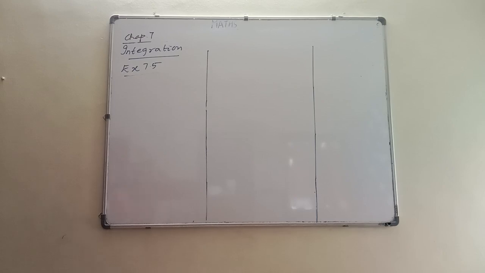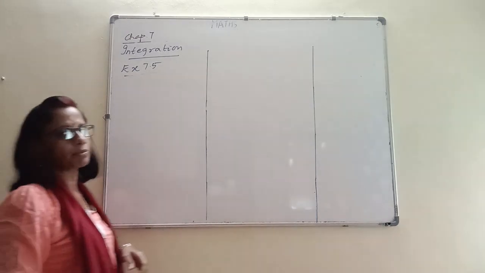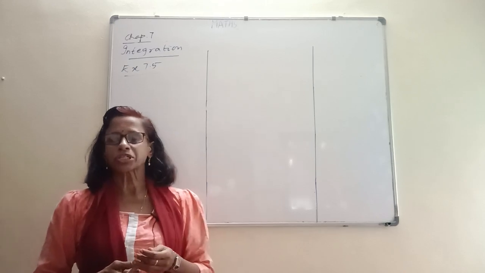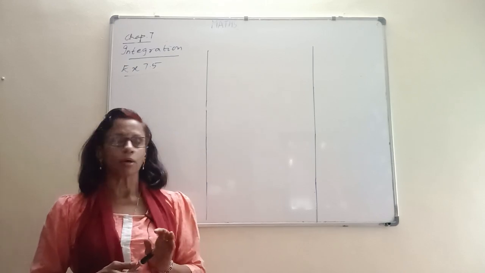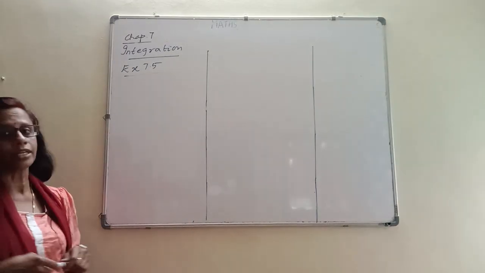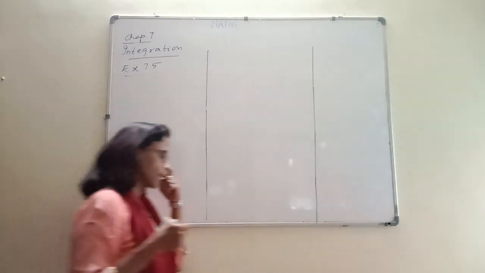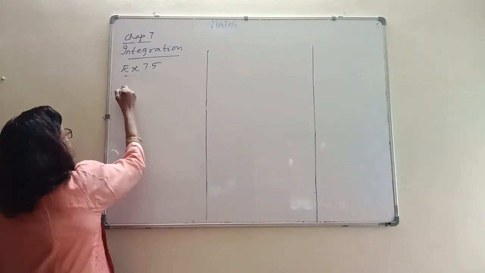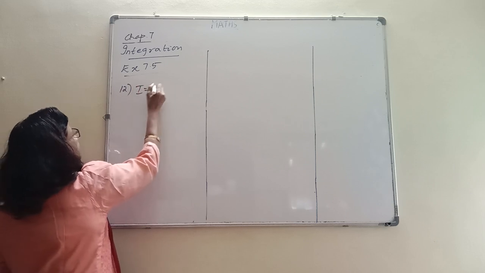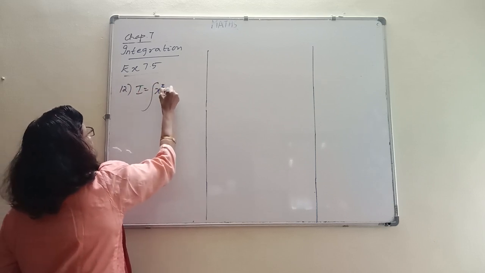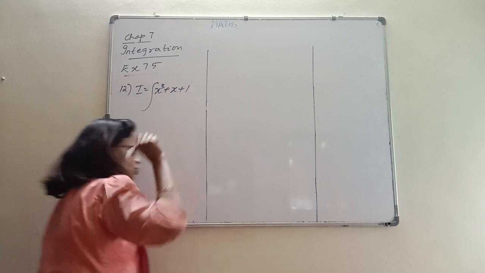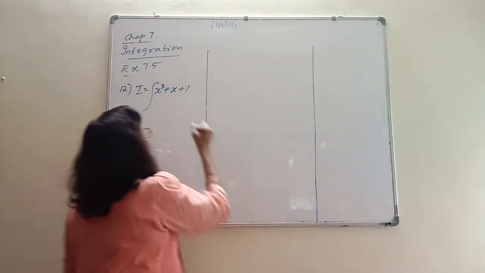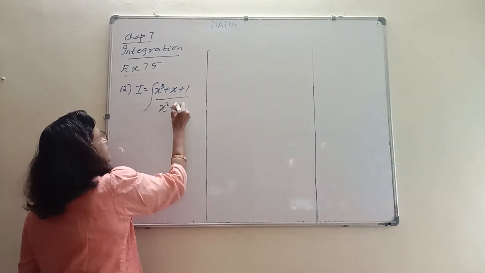Hello folks, we are once again back with this exercise 7.5. This is an exercise of partial fractions. We have already finished till problem number 11. Now we are into problem number 12. Let me check what the problem says. The problem says that I is an integral of x cube plus x plus 1 over x square minus 1 dx.